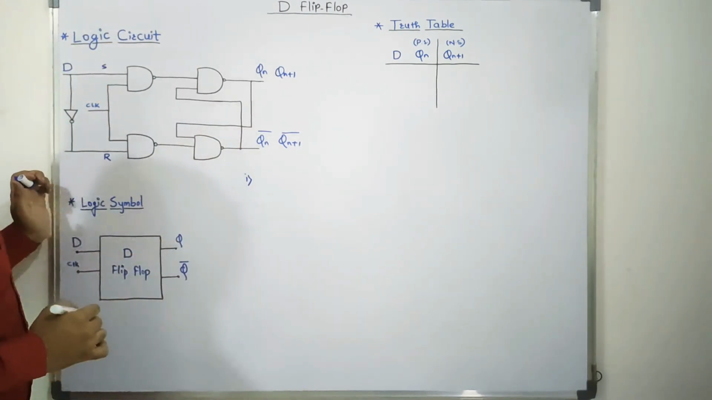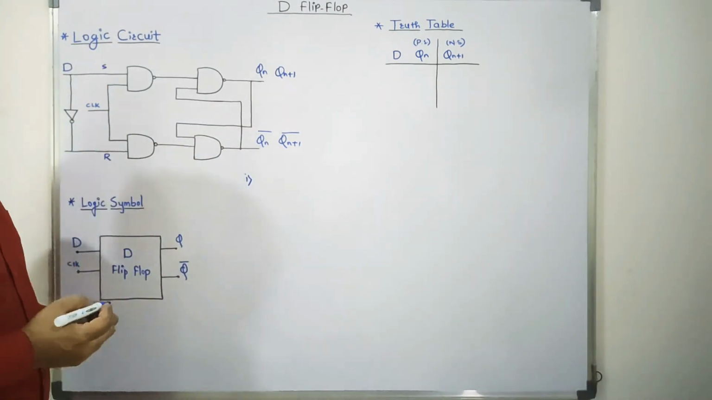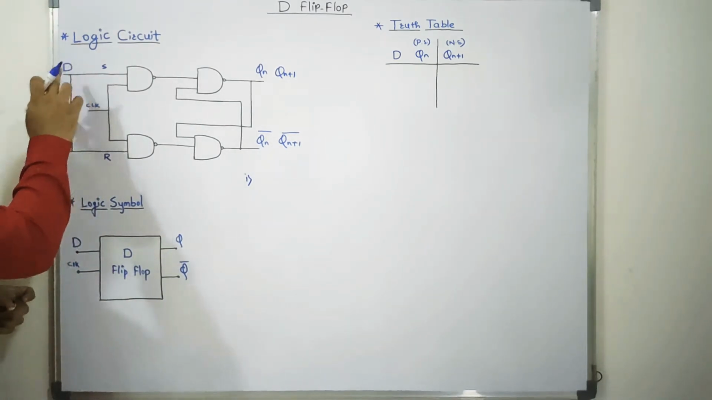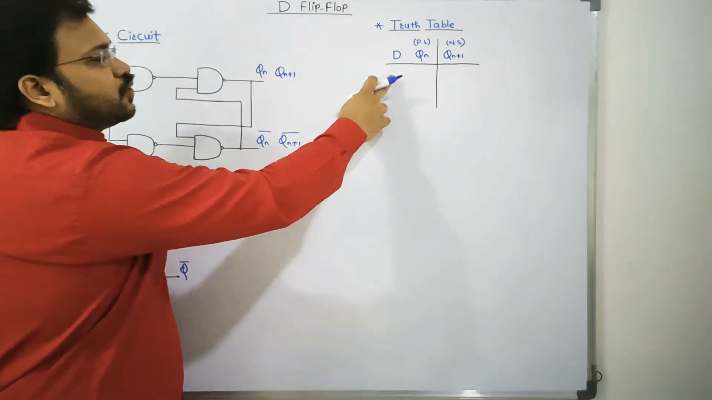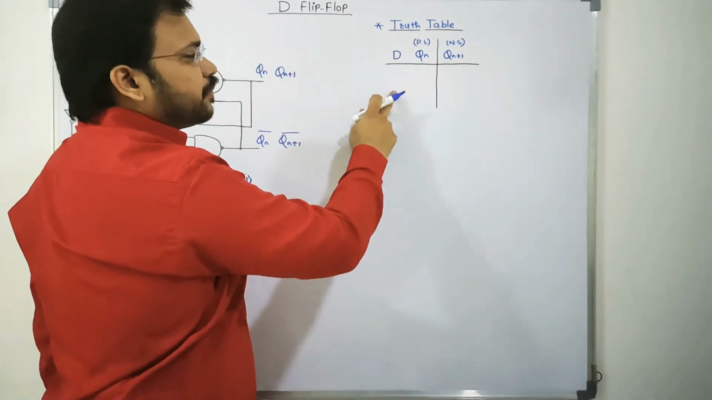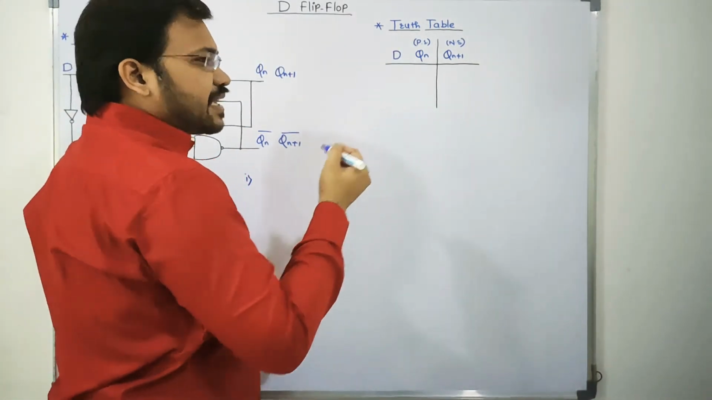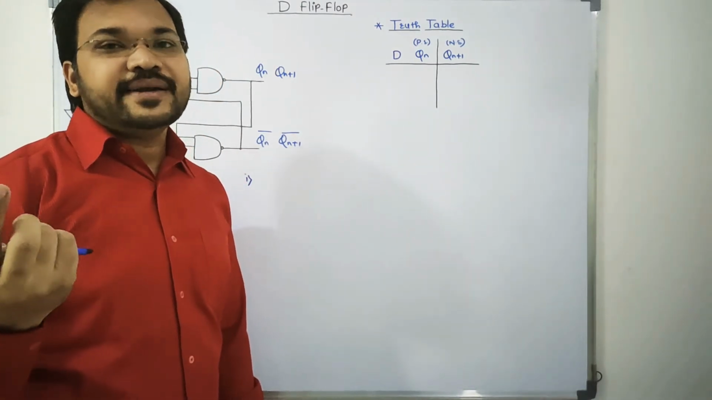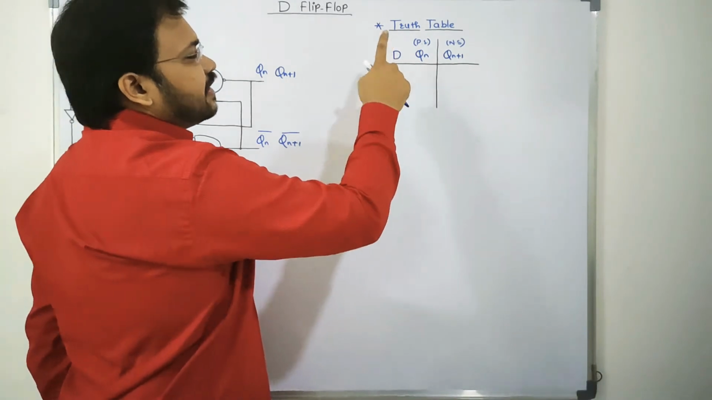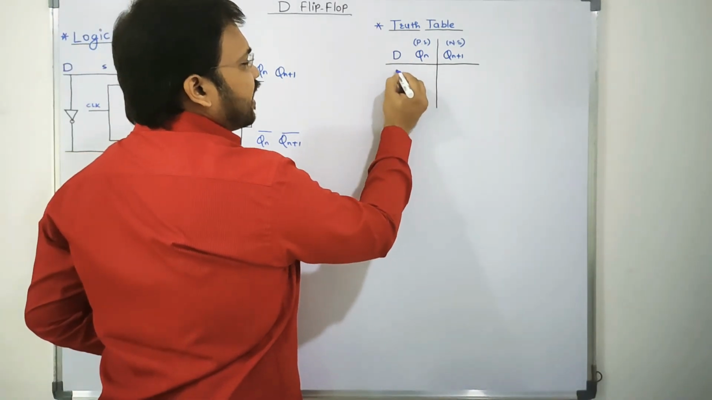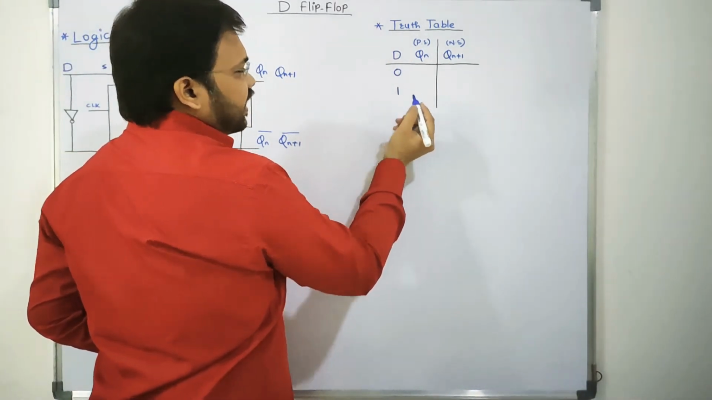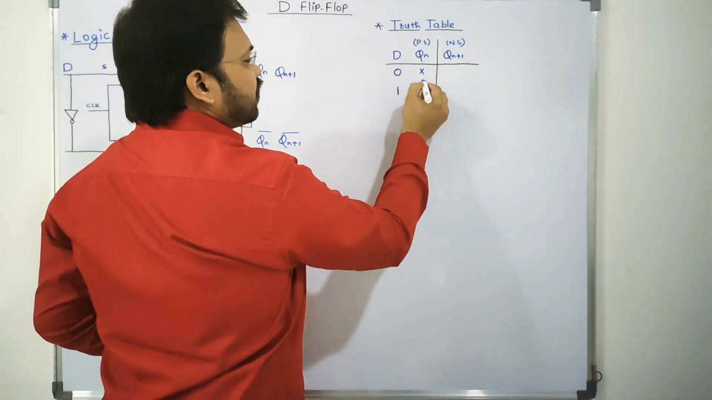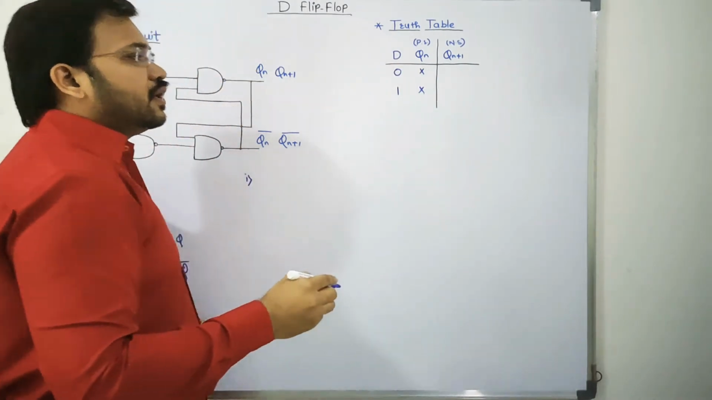So here, as the first condition, if the value of D is going to be 0. Here we have two inputs, S and R, having the combinations 00, 01, 10 and 11. But D has a single input, so the condition is either 0 or 1. And Qn, we do not know the value of Qn.